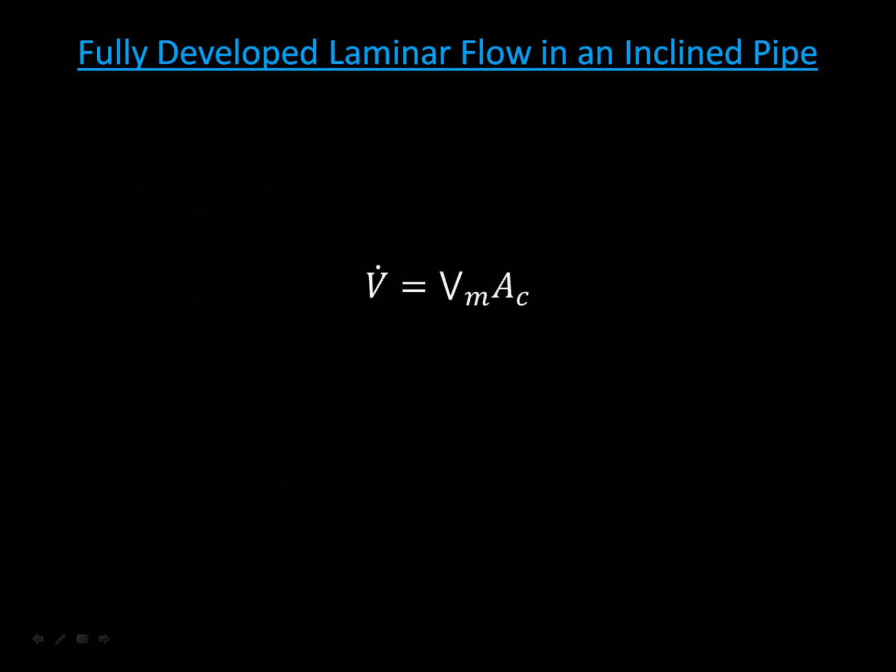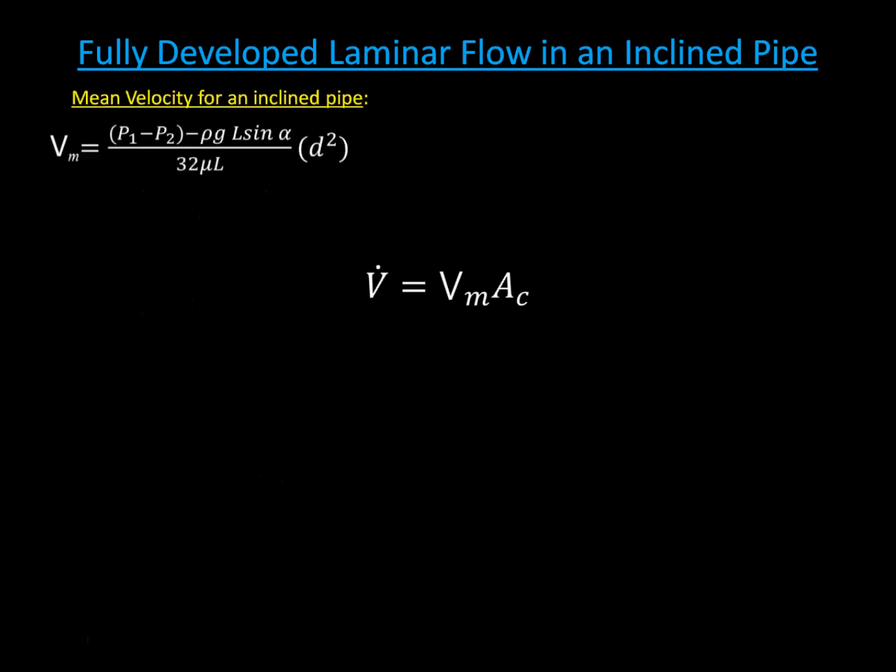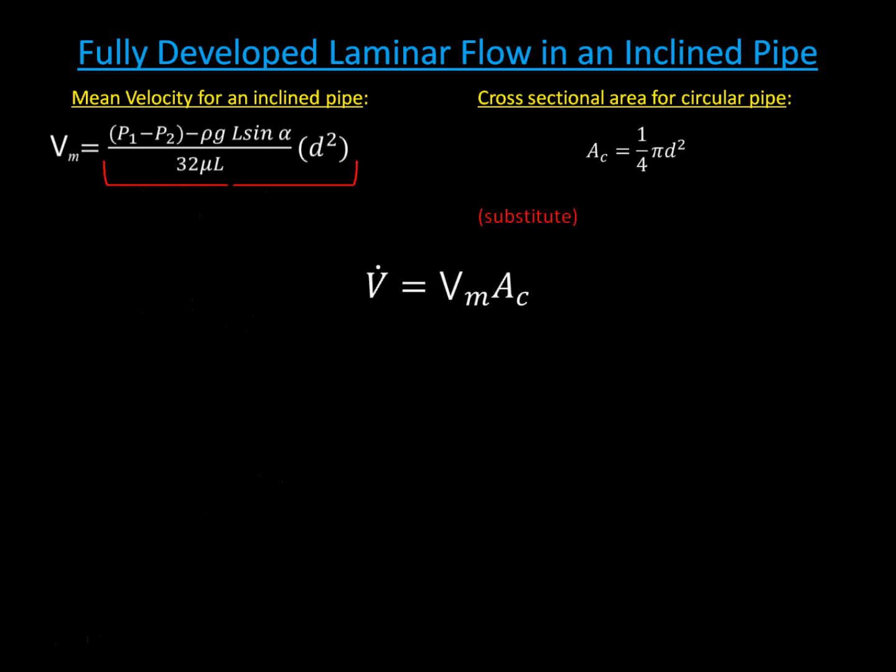So if I take that volumetric flow rate equation and I take the mean velocity for an inclined pipe, I just carry that over from the previous slide. And the fact that for a circular pipe, the cross-sectional area is 1/4 times pi times the diameter squared, I just substitute those values in there for the volumetric flow rate. I get the following equations.